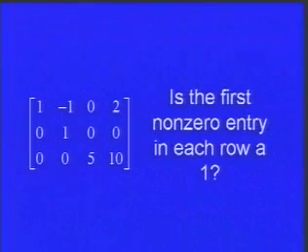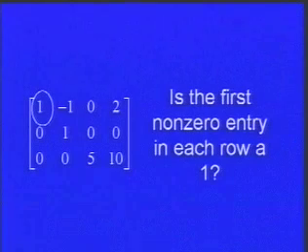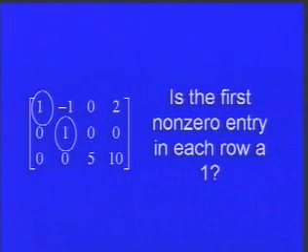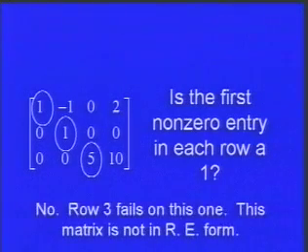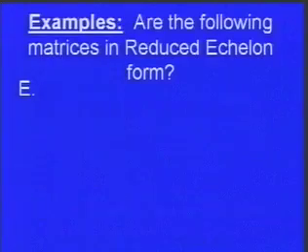All right, is the first non-zero entry in each row a 1? Well, let's look. First row looks good. Second row also looks good. Third row, uh-oh, we have a 5. That's supposed to be a 1. So row 3 failed on that condition. So that matrix is not in reduced echelon form. You'll sometimes see it abbreviated RE form. No need to check the rest of the conditions there.